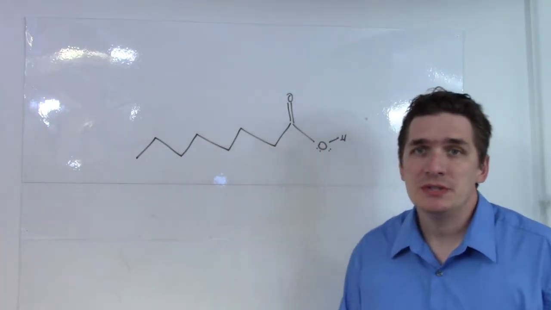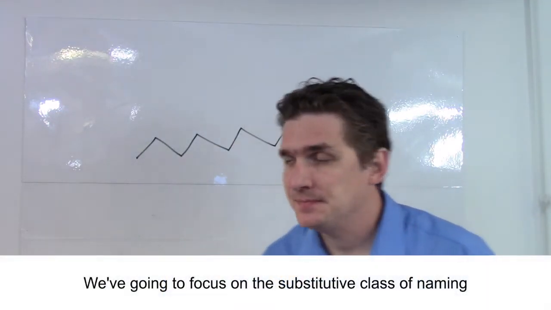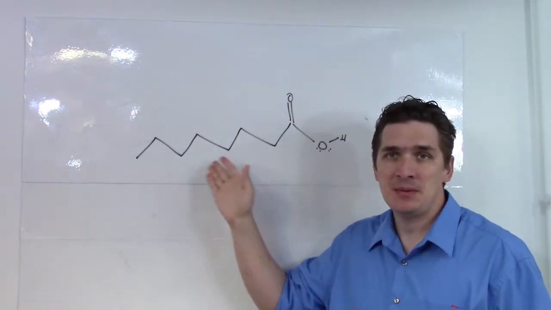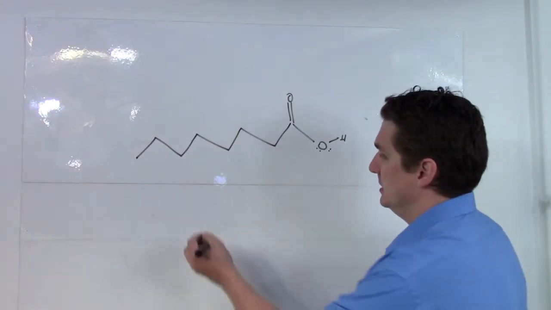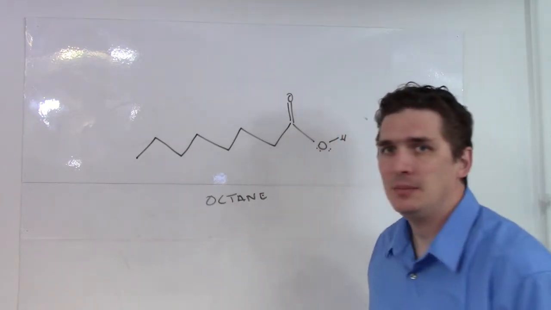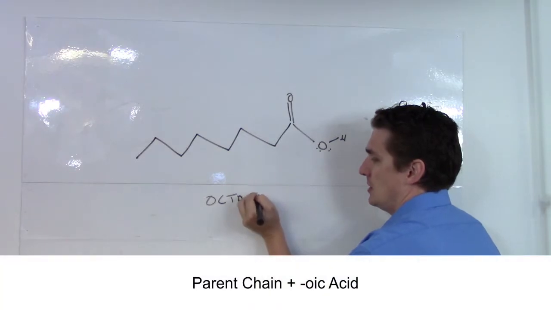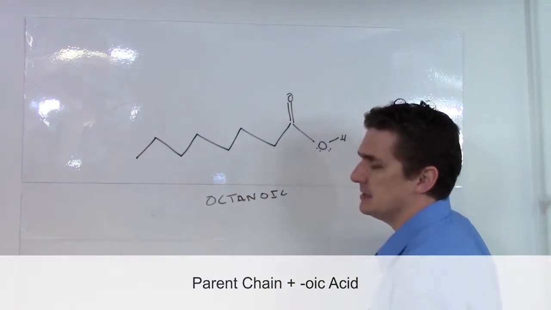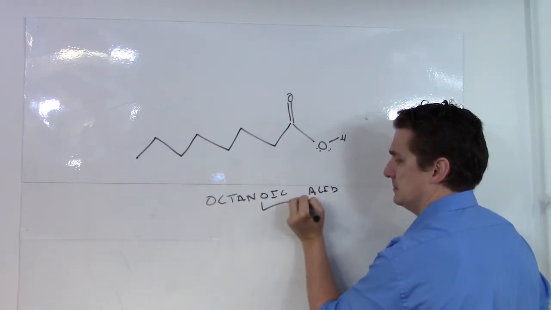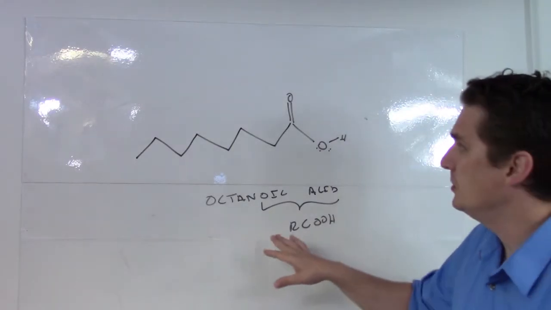So we're going to use the substitutive class of naming for these types of acids, and the way we're going to do that, particularly for a chained alkane, is we're going to count the number of carbons. So in this case I got 8, so we're going to have octane as our parent compound. How do we designate that it's an acid? Well, we're going to use -oic and add acid to the end. So this tells you you've got the RCOOH functionality, -oic acid.